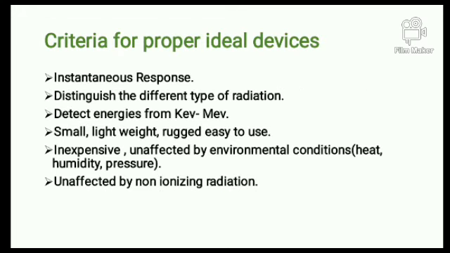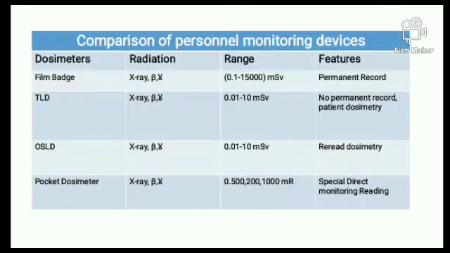Next thing is the criteria for ideal devices. We have to keep in mind that our devices should give us an instantaneous report, मतलब जल्दी report देना चाहिए. They should distinguish between the different types of radiation, whether it is alpha, beta, gamma or x-ray. So this thing also it should keep in mind. Next is to detect the energy levels, whether it is low energy or high energy level. It should be light in weight, easy to use, and it should not be expensive also, and it should handle conditions like heat, humidity or pressure, and be unaffected by non-ionizing radiation. As we also have MRI and ultrasound non-ionizing zones, this thing also you should keep in mind.